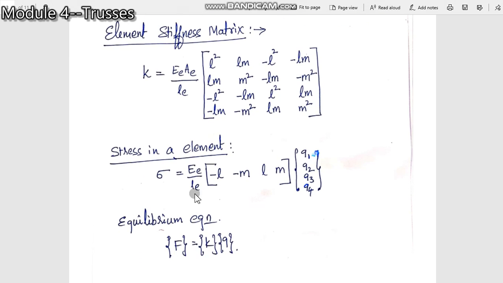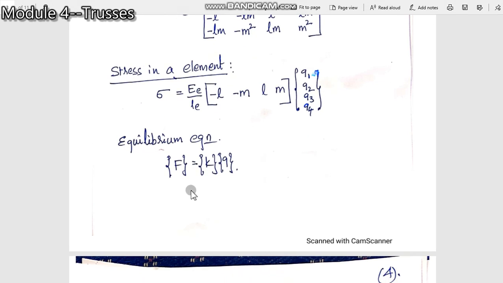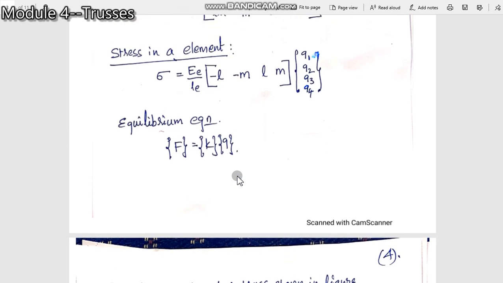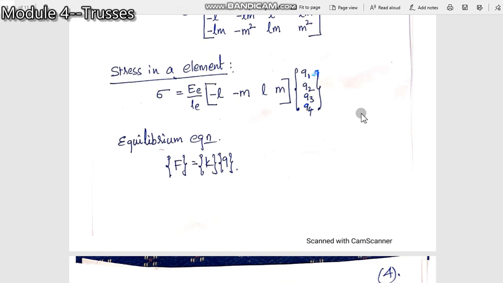Now stress in an element is given by this formula, and even this can be derived. It's a simple derivation, you can refer to any textbook for that, and this is F is equal to K into Q. So this is the equation that is required to find out the equilibrium equation. So these are the theoretical aspects related to the truss problem.